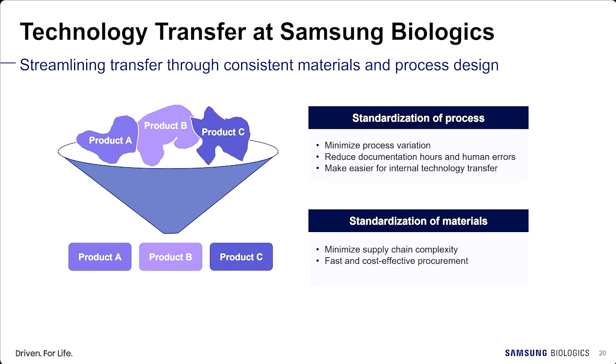In addition, the standardization also reduces the barriers for internal technology transfer, which can support the client forecast. We also use standard raw materials and consumables. It enables fast and cost-effective procurement by minimizing the supply chain complexity. Each material is also dual sourced to minimize the supply chain risk.